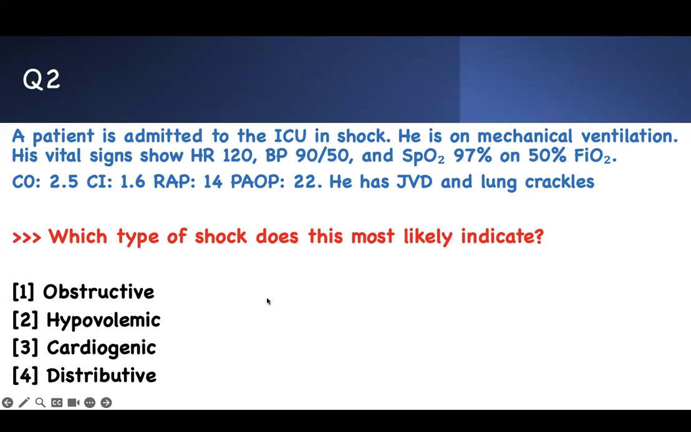This is how you can read hemodynamic findings, cardiac index findings, to distinguish between the individual shocks. And that is the key factor for your critical care nursing exams: cardiac output, cardiac index, wedge pressure, and right atrial pressure. They are all high. The cardiac output is usually 4 to 6 liters. Cardiac index is 2.5 to 4. The right atrial pressure is usually 2 to 6, so this is almost triple. And the wedge pressure is 8 to 12, and here it is 22. So number 3 is the right answer.